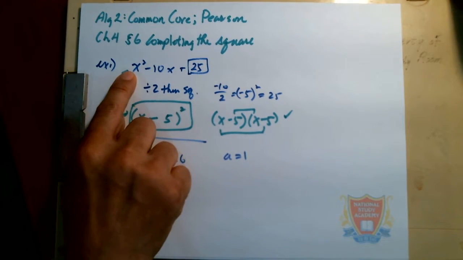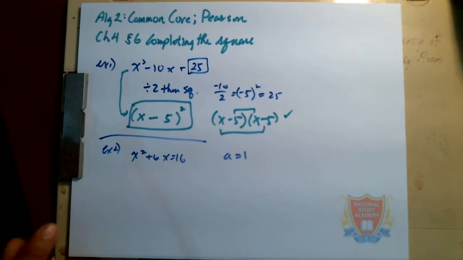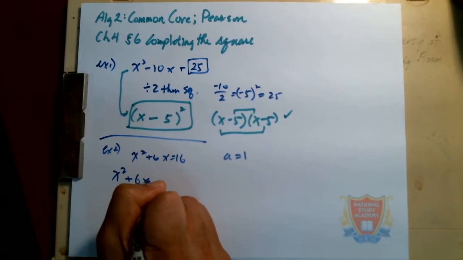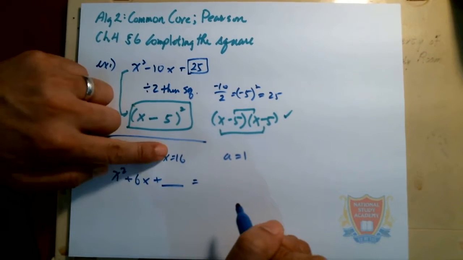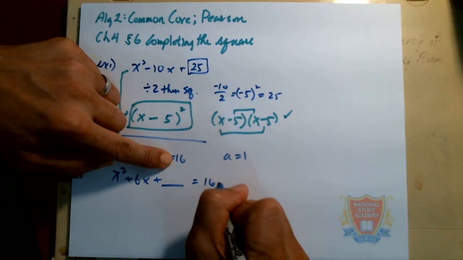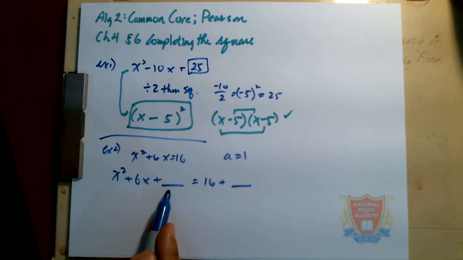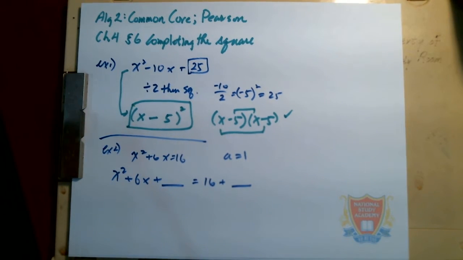Well, it's just like the one that we used over here. This one as well. We complete the square. We go x squared plus 6x plus, we complete the square, equals, on the right hand side we have 16 plus we add the same amount. We add the same amount to the left, we add the same amount to the right, and these are equivalent. So what happens? We complete the square again.